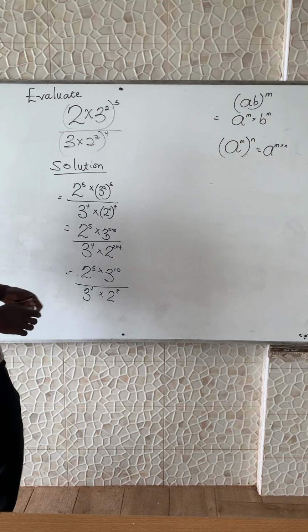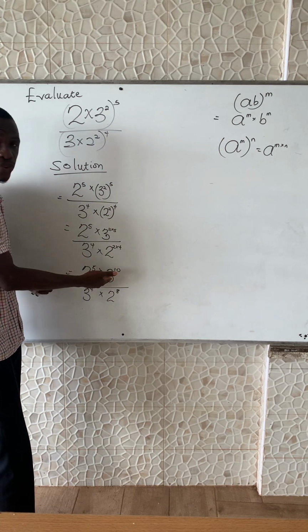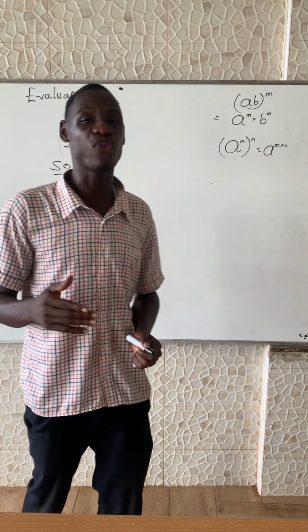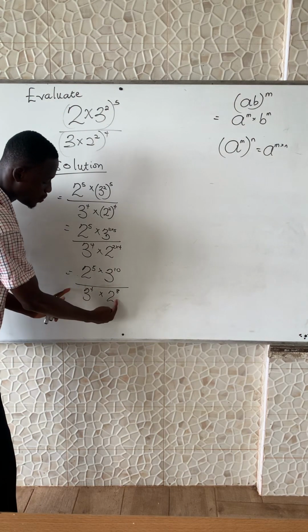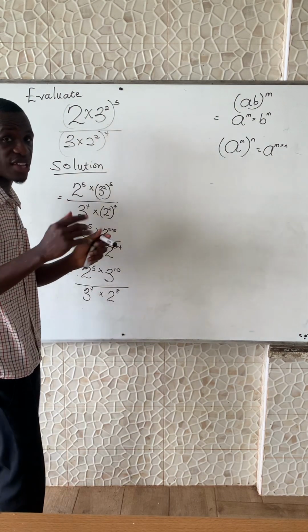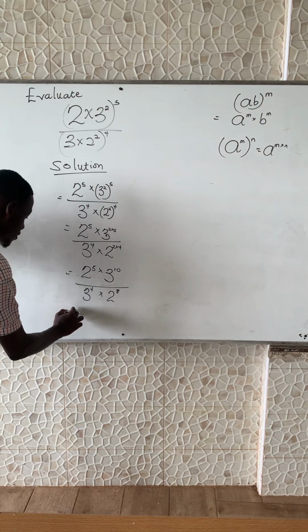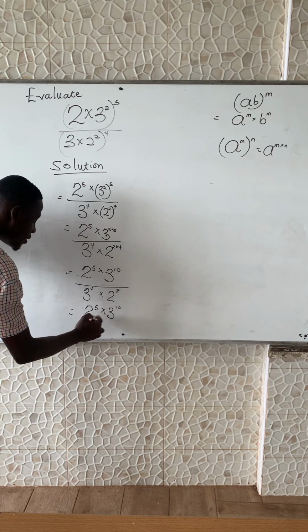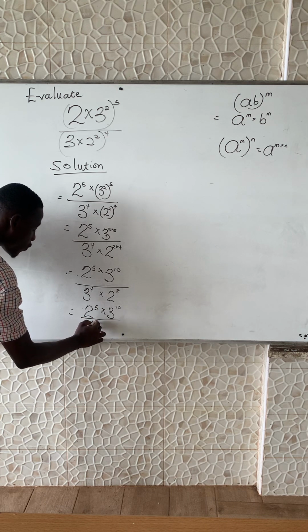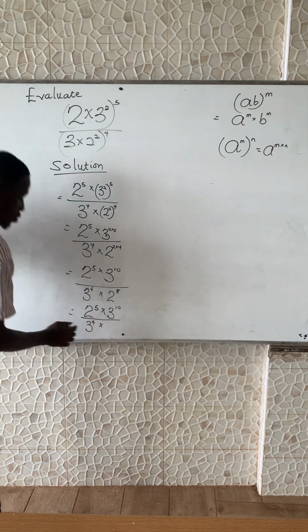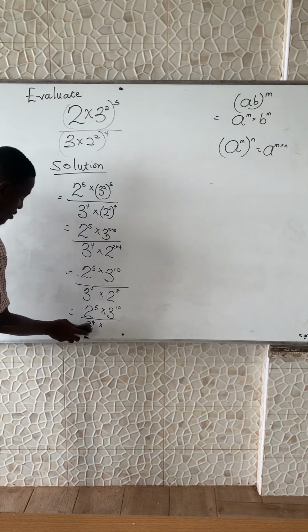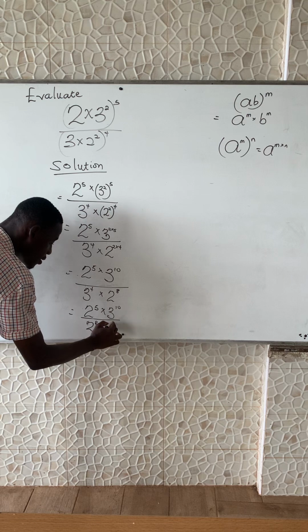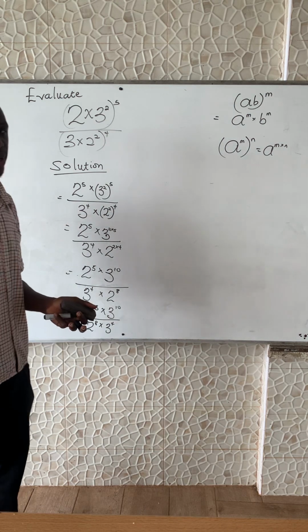Alright, now we have a base of 2, a base of 3, a base of 3, a base of 2. Because of the commutative nature of multiplication, we're going to swap these 2 numbers. We're not going to change the value, just swap the positions. So you get 2 exponent 5 times 3 exponent 10, divided by 2 exponent 8 times 3 exponent 4. Please try to understand it.